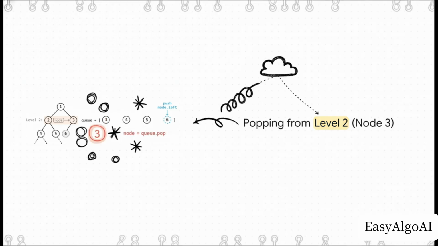To finish up processing level 2, we pop the second of those 2 nodes, which is node 3. Now, node 3 only has a left child, node 6, so we just push node 6 directly into the back of the queue. Easy enough.